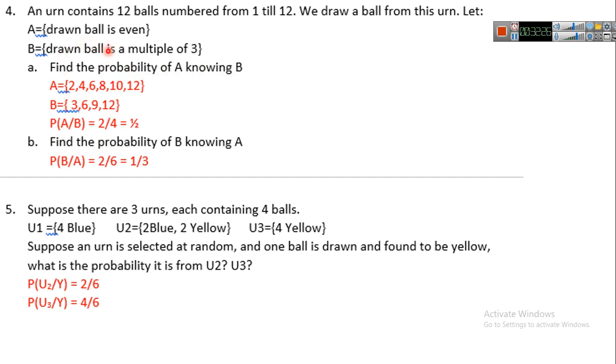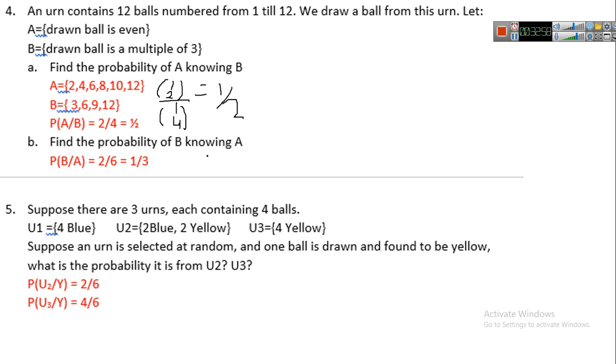Knowing B, I know the drawn ball is a multiple of 3. So B is the universe. From this universe, which is B, I want to know how many are even. You have the 6 and 12. So it will be 1 out of 2 over 1 out of 4. Why? Because here the sub-universe is B. So it will be 2 over 4, which is half.